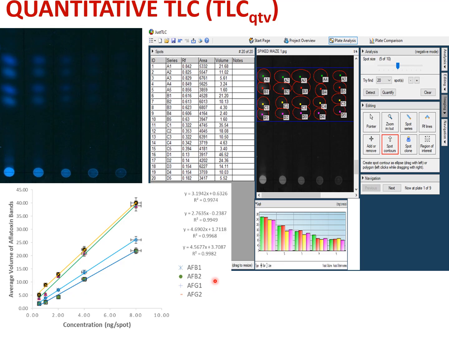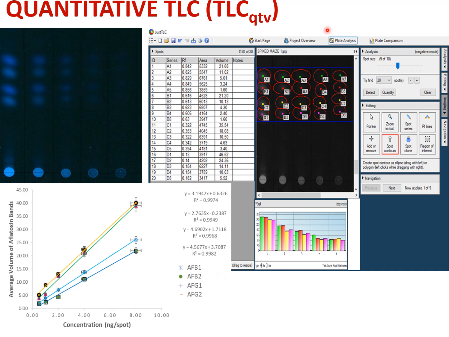Now, in this case, to determine the concentration of an unknown, the unknown analyte will be analyzed using the same solvent system, and then the image will be imported into the TLC spot quantifier to quantify the density, and then the relative density can now be substituted in the equation to determine the respective concentration of each aflatoxin.